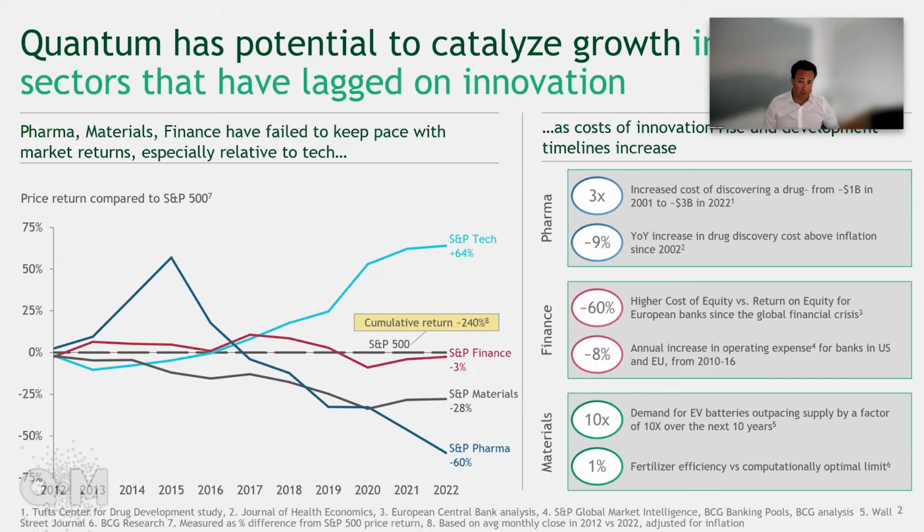In pharma, for example, it's 3 times the cost to discover a drug as it was just 20 years ago. In finance, the cost of equity is higher than the return on equity for most banks, and 60% of European banks. And then EV batteries, obviously a really promising technology, where demand outpaces supply by a factor of 10 these days. So these are some of the reasons that people are looking for next-gen compute platforms.